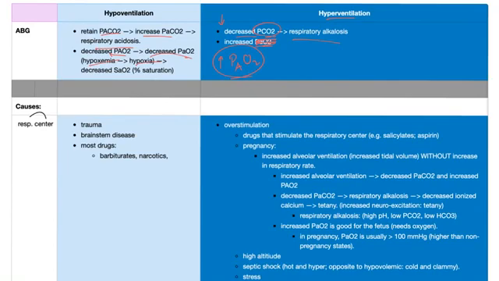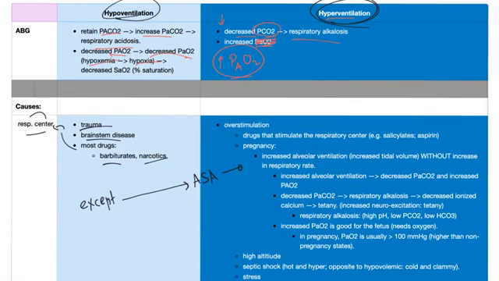All right, causes. It could be a multitude of things. First, the problem could be in the respiratory center. Hypoventilation: trauma to your brainstem, disease. Most drugs, barbiturates, narcotics, but there is a great exception. There is a drug that will lead to hyperventilation, and this is going to be acetylsalicylic acid, also known as aspirin. Aspirin will lead to hyperventilation.